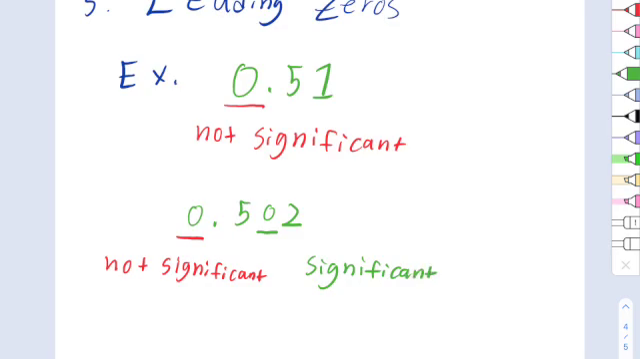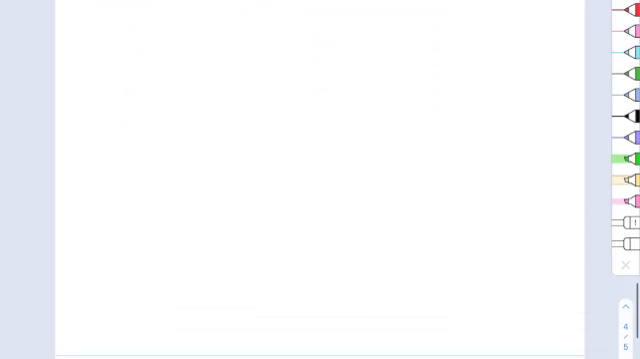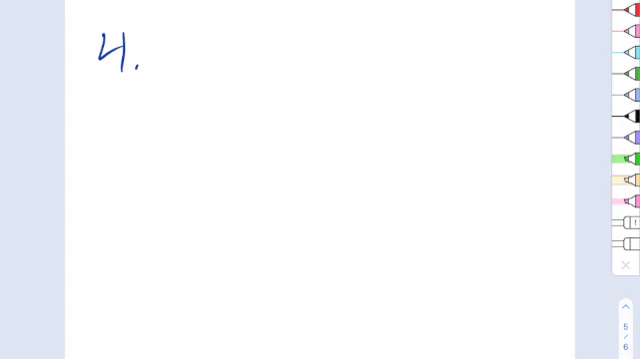Now number 4, that the trailing zeros to the right of the decimal point are significant. This is the opposite of the leading zeros, where the zeros at the beginning are not significant, but the trailing zeros to the rightmost side of the decimal point are in fact significant.